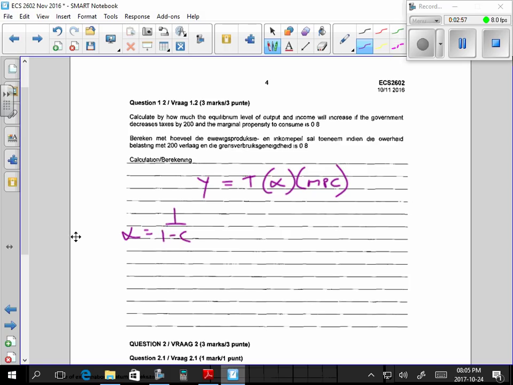1 over 1 minus C, 1 over 1 minus 0.8 equals 5. So that's the multiplier. If the government decreases tax by 200 times the multiplier times the MPC of 0.8, you will have a change in your output and income of 800.